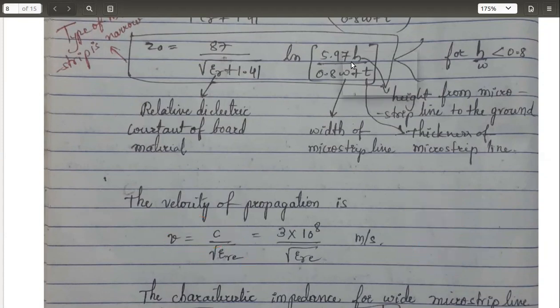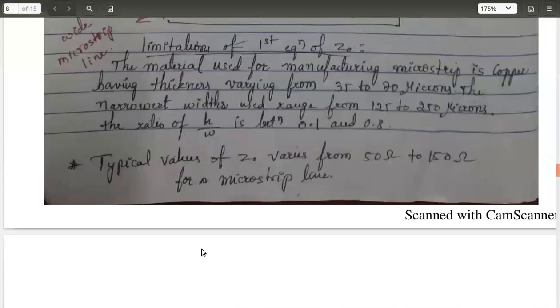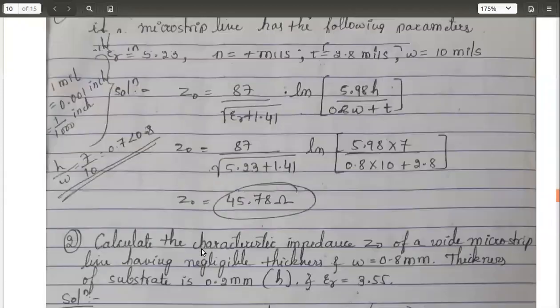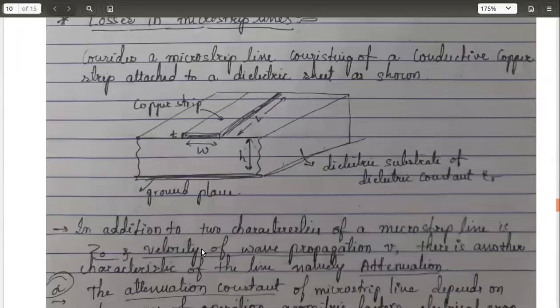So basically in the previous session, we have seen two important characteristics. One is characteristic impedance Z naught, and one more is the velocity of propagation. Apart from these two, one of the important characteristics of any transmission line, it can be any transmission line, not even microstrip, other than Z naught and the velocity, is attenuation. Attenuation means loss of strength.